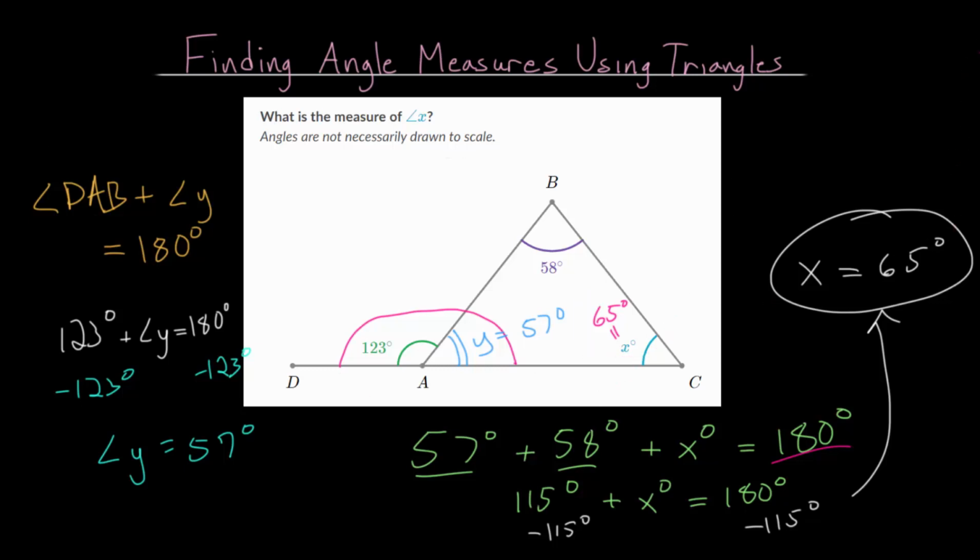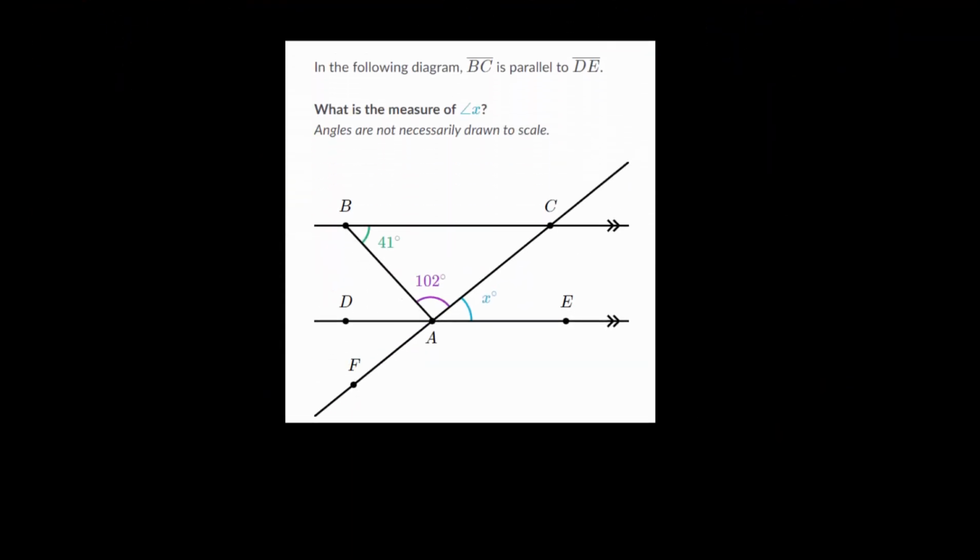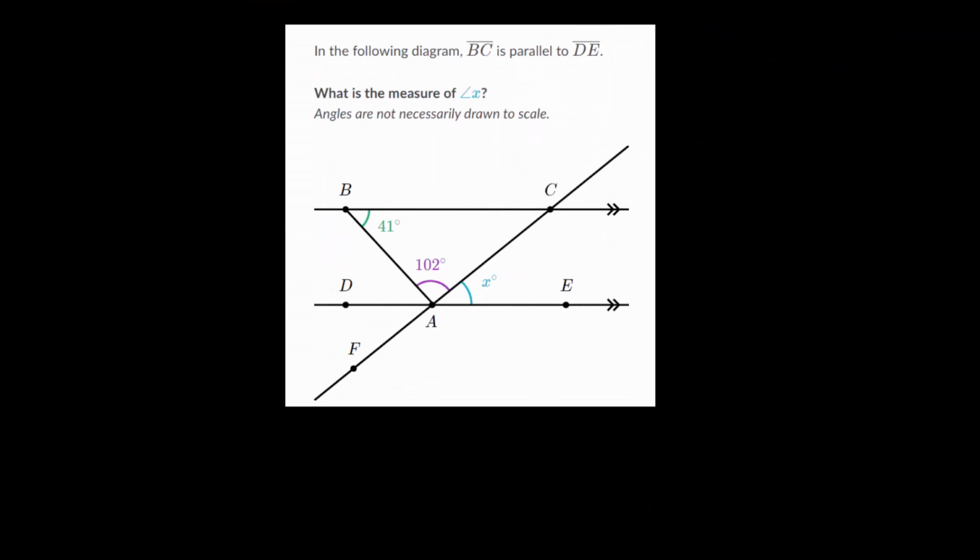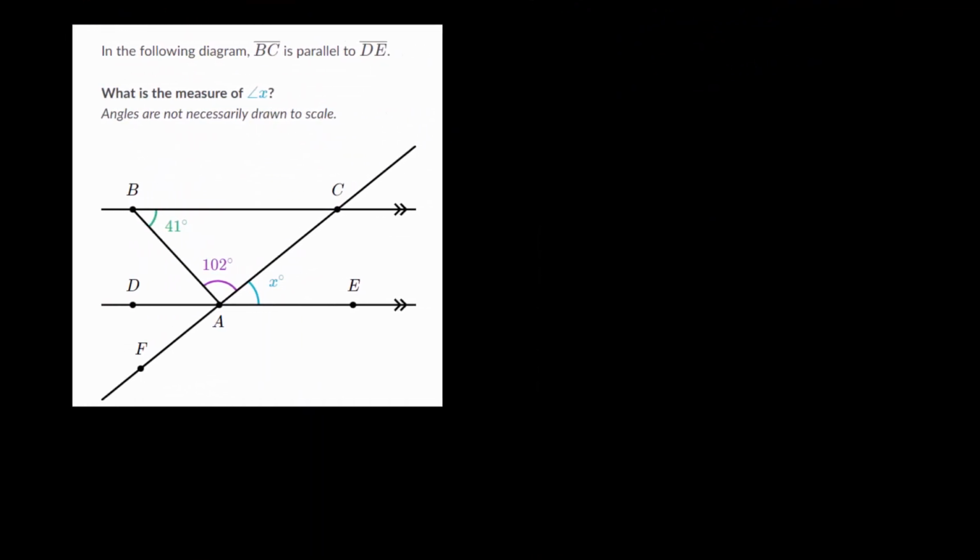So let's do another problem. This one's going to be a little bit more challenging, but we're going to use the same principles. We are essentially going to deal with a triangle here, but we have parallel lines. It looks like this line BC, let me highlight the 2 parallel lines. So BC and DE, these are parallel to each other. And so we want to use the properties of parallel lines to figure out some of the missing angles.